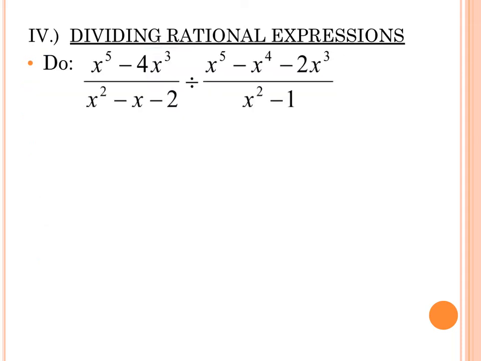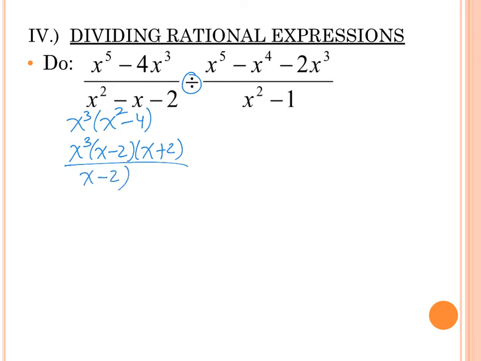Now we're going to look at dividing when we have polynomials. So we need to factor, and it is division, so I'm going to do the reciprocal and factor at the same time. For the first one, I can take out an x cubed. It leaves behind x squared minus 4. That's a difference of 2 squares, so I'm going to continue factoring. Make sure you factor fully.